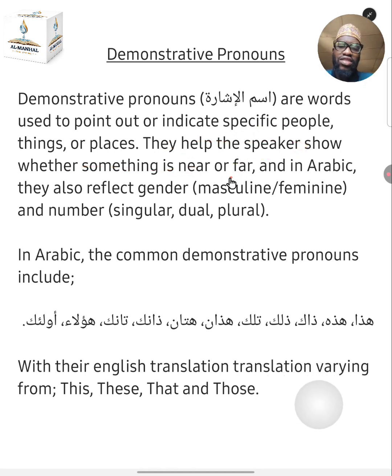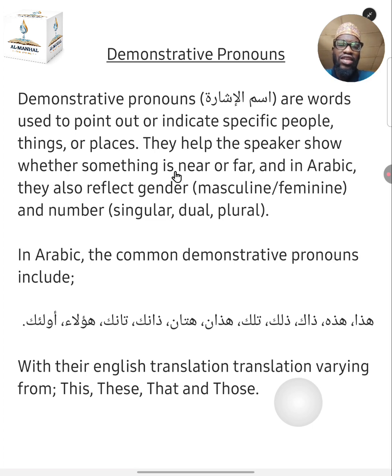So this is an important point about demonstrative pronouns. They help the speaker to show whether something is near or far, meaning it is used in indicating the nearness or farness of something, what you are making reference to, or what you are indicating. So you have to use these Asma'ul Ishara. It tells about what? About the nearness or farness of that thing.